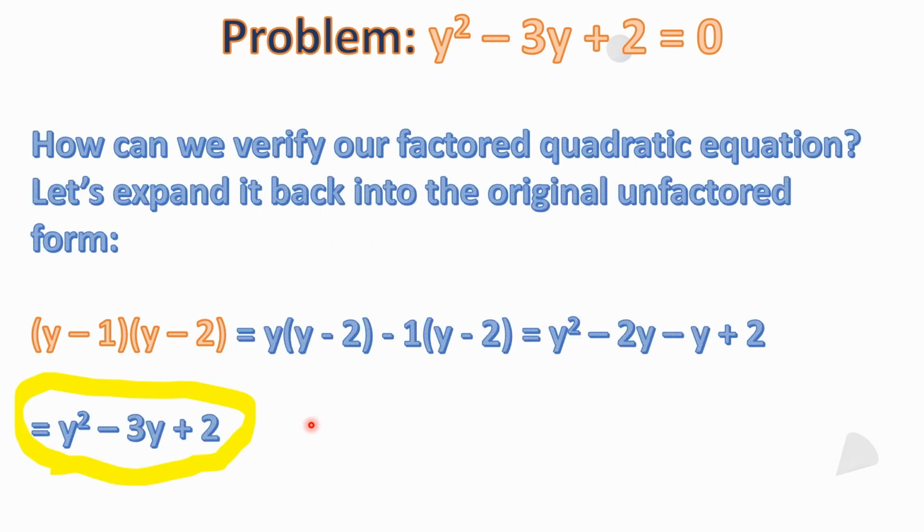And if we want to verify our factored quadratic equation, we can expand it back into the original unfactored form if we wanted to, which is really easy to do. You just take the quantity y minus 1 and multiply it by the quantity y minus 2. And what does that do for us?